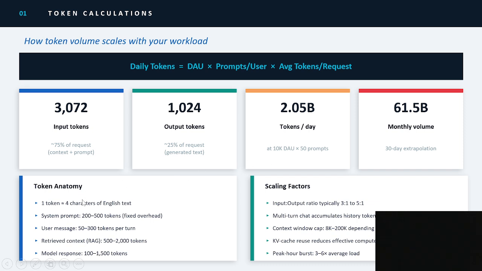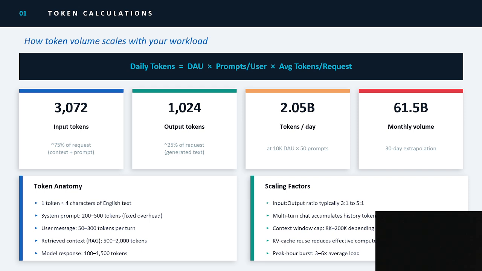One token is equal to about 4 characters of English text. The system prompt takes 200 to 500 tokens of fixed overhead. User messages are 50 to 300 tokens per turn, retrieved context is 500 to 2000 tokens, and the model response is 100 to 1500 tokens. Scaling factors: the output ratio is typically 3:1 to 5:1. Multi-turn chat accumulates history tokens. The context window ranges from 8k to 200k depending upon the model.